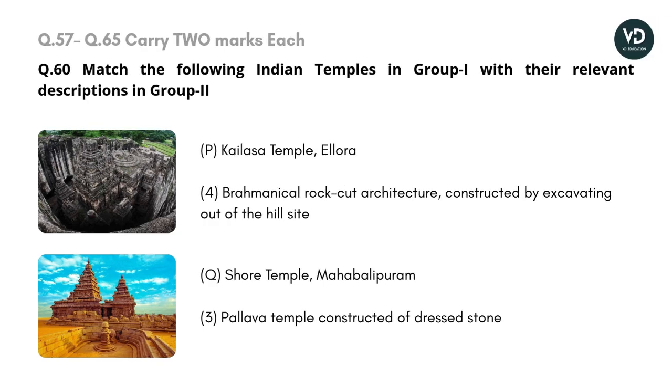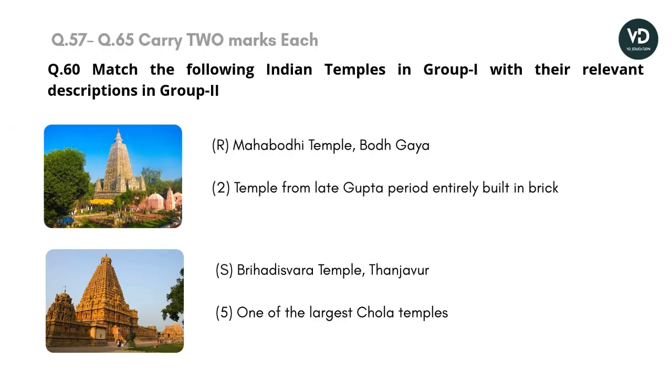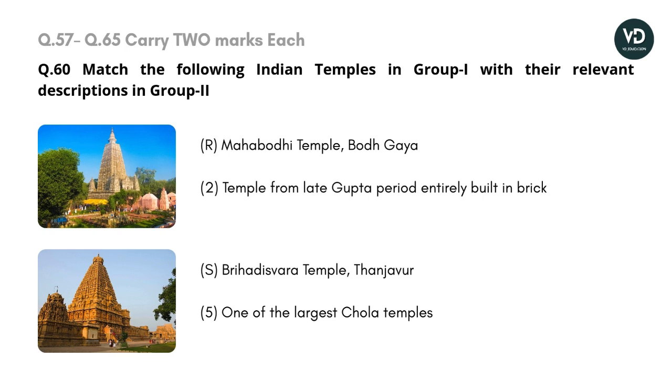Let's discuss the solution. Kailash temple is a Brahmanical rock cut architecture constructed by excavating out of the hillside. We can see in the image. Q. Shore temple located at Mahabalipuram is a Pallava temple constructed of dressed stone, as we can see in the image. Next, Mahabodhi temple located at Bodh Gaya is a temple from the late Gupta period entirely built in brick. Brihadeshwara temple located at Thanjavur is one of the largest Chola temples in India.